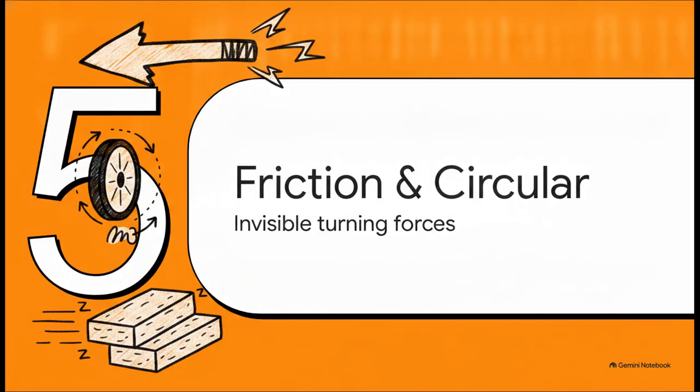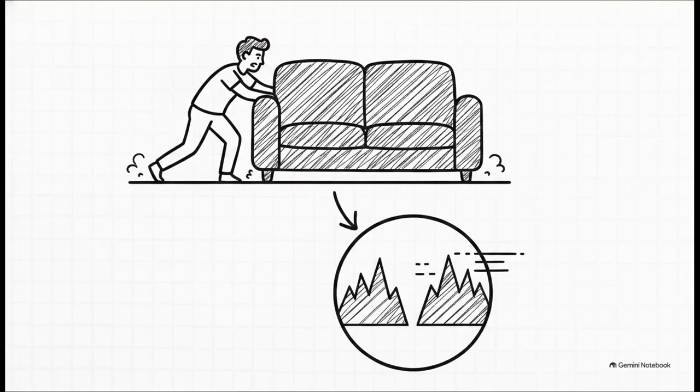Finally, Section 5, Friction and Circular Motion, the invisible forces of turning. For our final and arguably most complex building block, we need to introduce a new force that actively opposes motion. Have you ever wondered why it's incredibly hard to get a heavy living room couch to start moving, but once you finally get it going, it's actually noticeably easier to keep it sliding across the floor? Well, it's all about microscopic interactions.